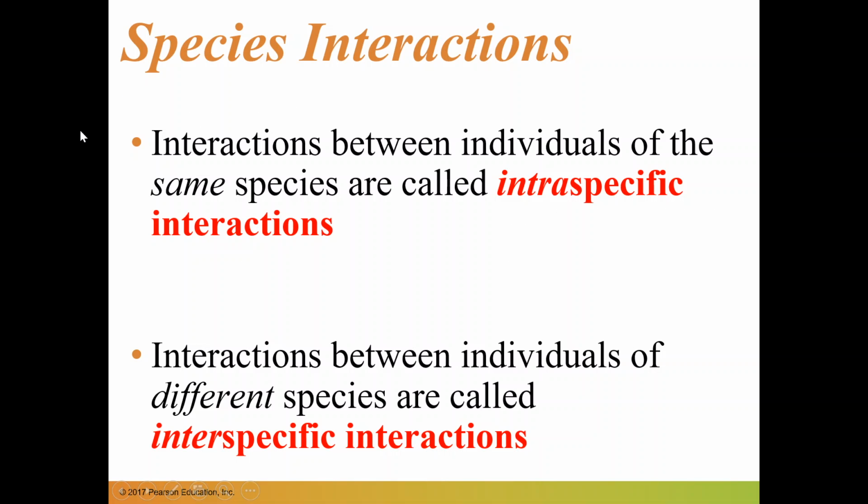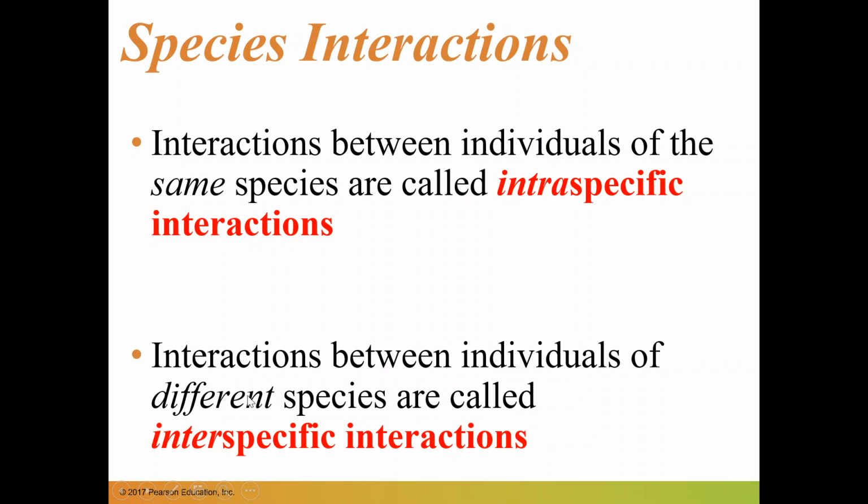All right, so species interactions. Interactions between individuals of the same species are called intraspecific interactions, okay? So, intra. And we've already talked a lot about the different types of intraspecific interactions. We've talked about competition between males, sexual selection, and also competition between other individuals of the same species. So we have talked about that a bit.